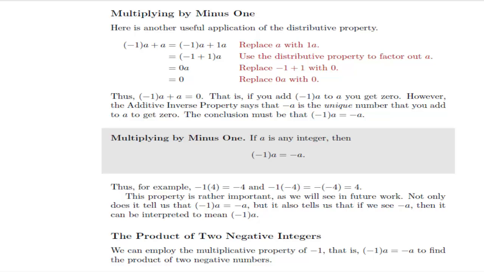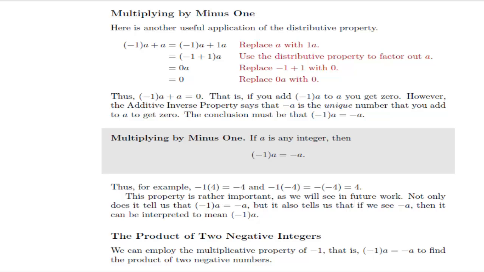However, the additive inverse property says that negative a is the unique number that you add to a to get 0. The conclusion must be that negative 1 times a equals negative a. Multiplying by minus 1, if a is an integer, then negative 1 times that integer equals the negative integer. Thus, for example, negative 1 times 4 equals negative 4, and negative 1 times negative 4 equals 4. This property is rather important, as we will see in future work.